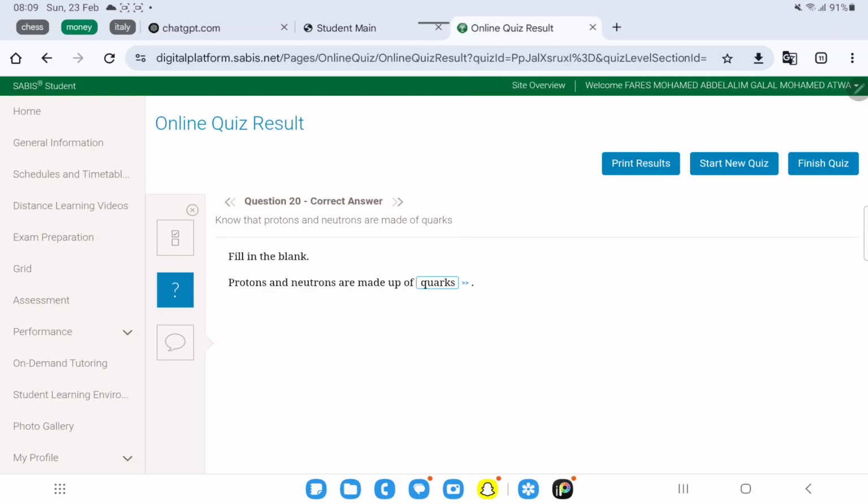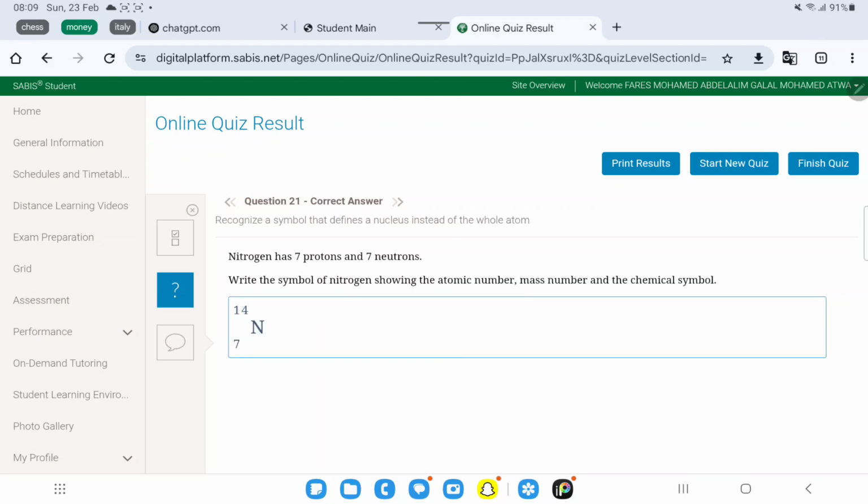Memorize this. Protons and neutrons are made of quarks. Again, there are a lot of definitions in this quiz. You have to memorize them. So, protons and neutrons are made up of quarks.